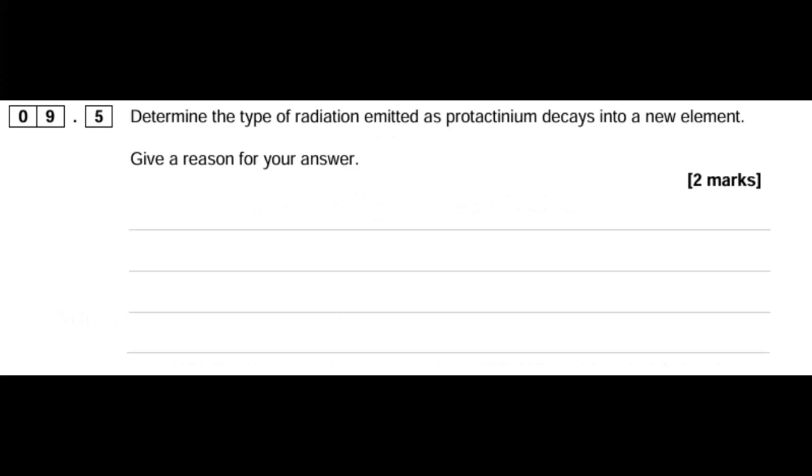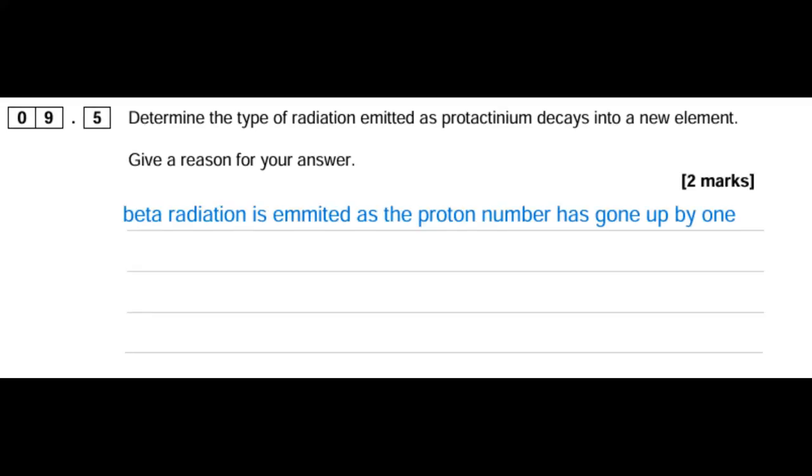Now, the next question is a fairly nice 2 marker asking you to determine the type of radiation as protactinium decays into a new element. And we know it's beta radiation as the proton number has gone up by 1, which is fairly simple. You can tell from figure 13, and that's all you need to say to get 2 marks. Once again, a nice 2 marker.